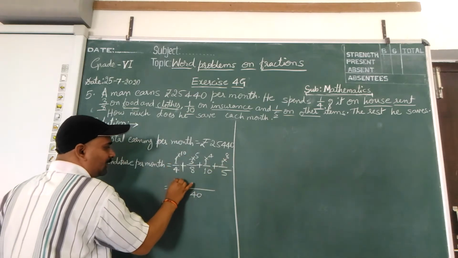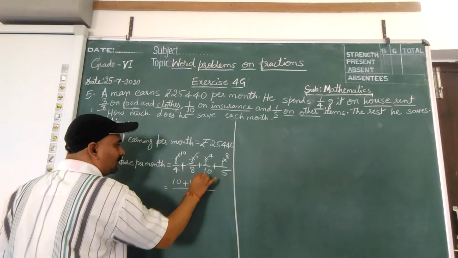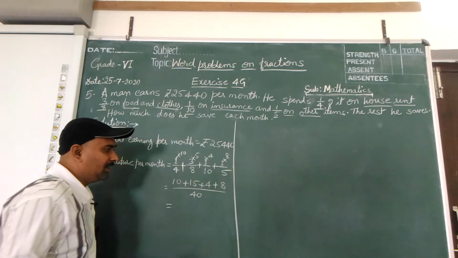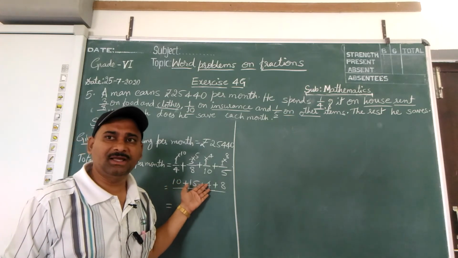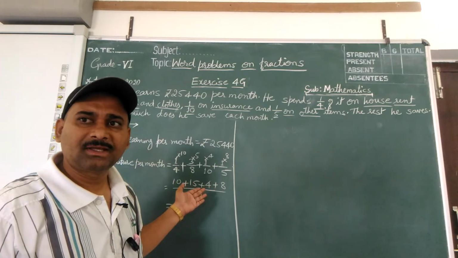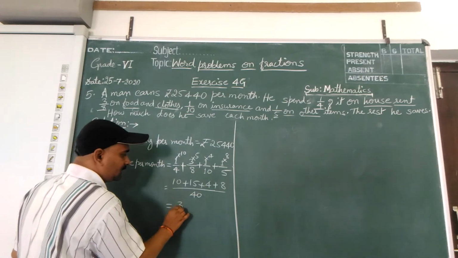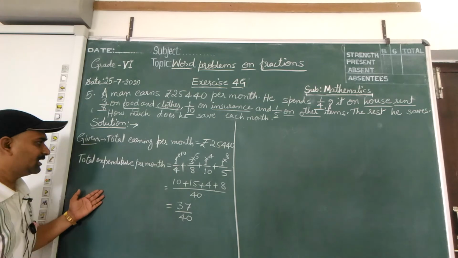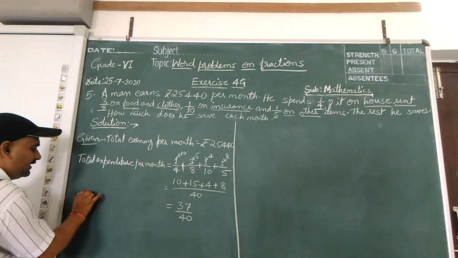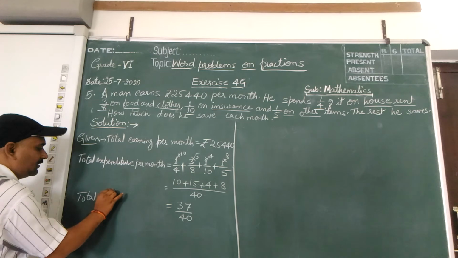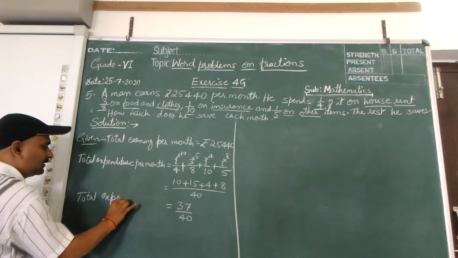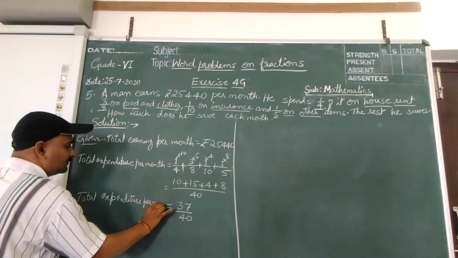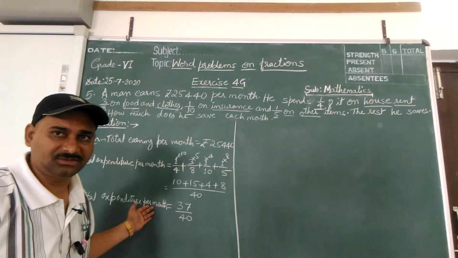Now 1 ten is 10, 3 fives are 15, 1 four is 4, 1 eight is 8. 10 plus 15 is 25, plus 4 is 29, plus 8 is 37. So 37 by 40. This is what, children? Total expenditure per month, in the form of a fraction.